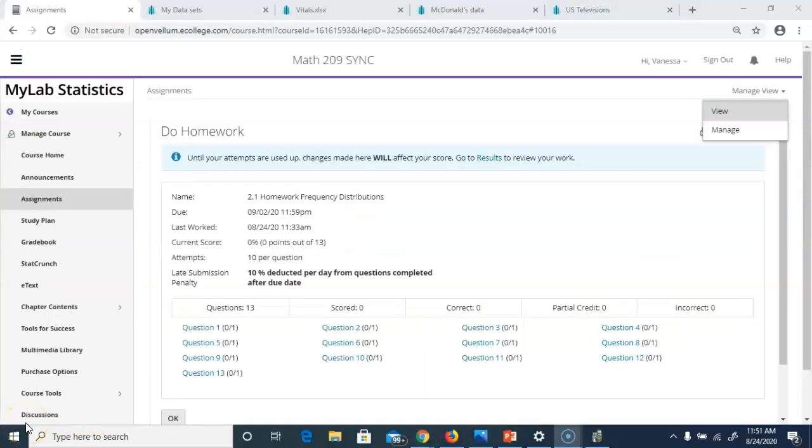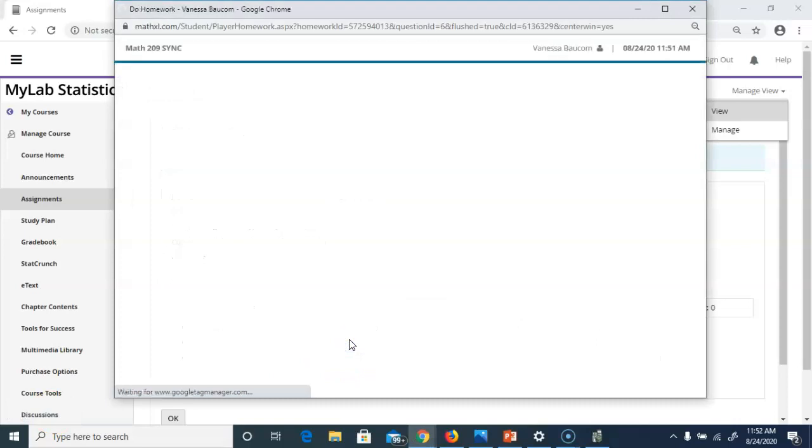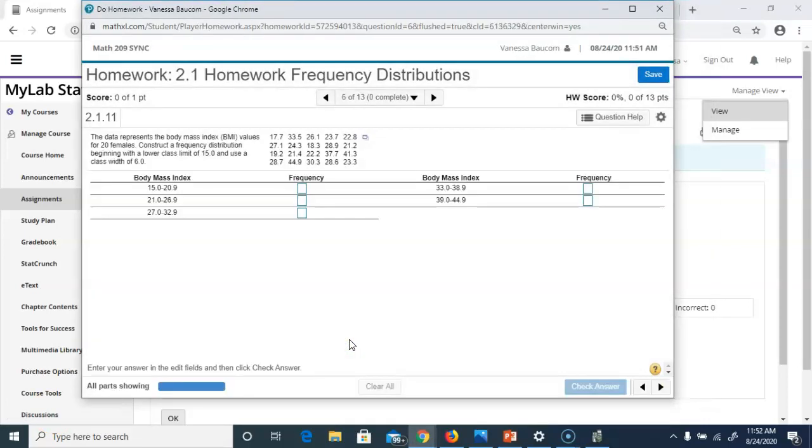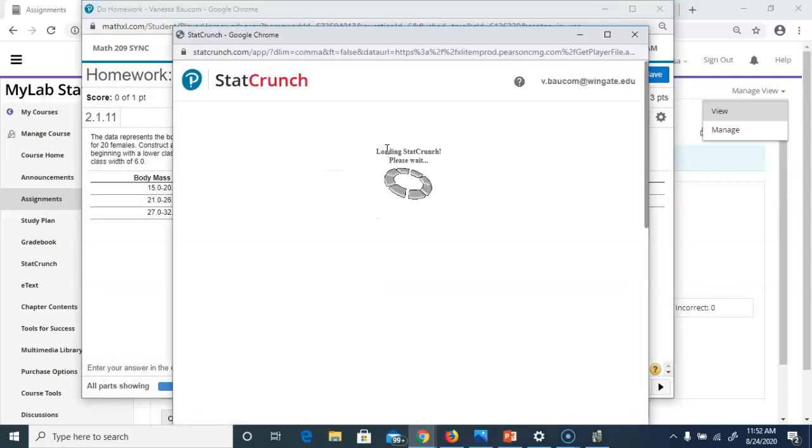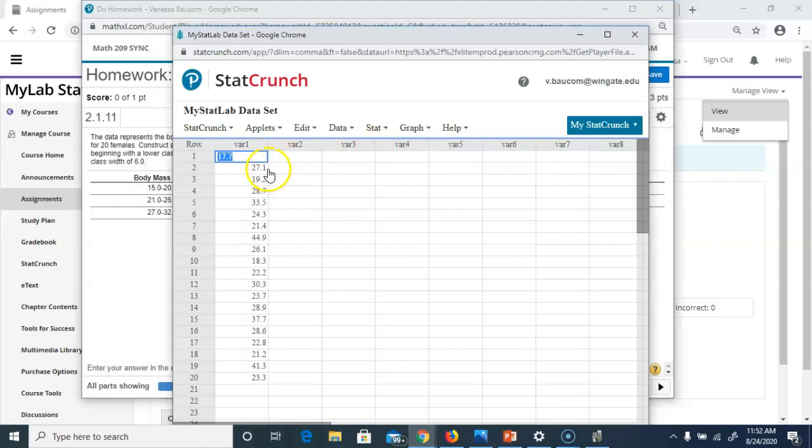Over to my stat lab, I'll show you something that'll be helpful with your homework. First of all, if you pull up a problem like this, maybe this is a problem that you're asked to do a frequency distribution for, you may see a little icon here to the side. If you click on that, it's going to give you the option to open in StatCrunch. It'll take the data set that it's given you to work with and throw it over here in StatCrunch. And StatCrunch is the statistical software that we're going to start working with a little bit.